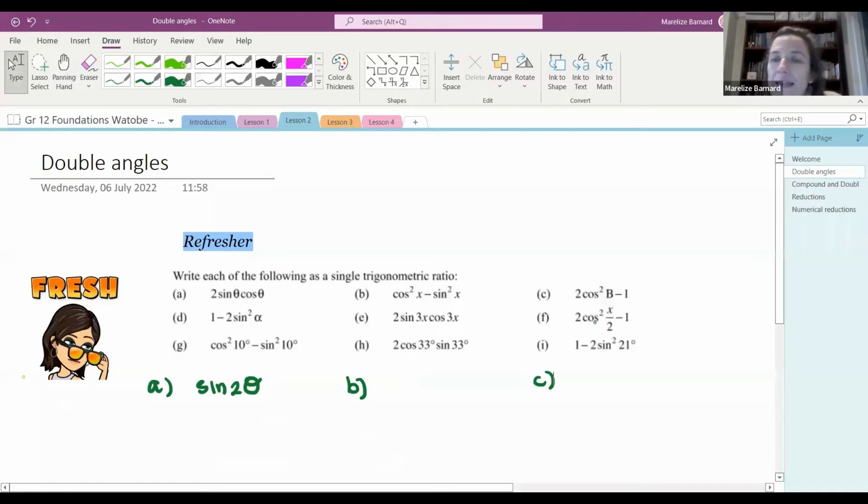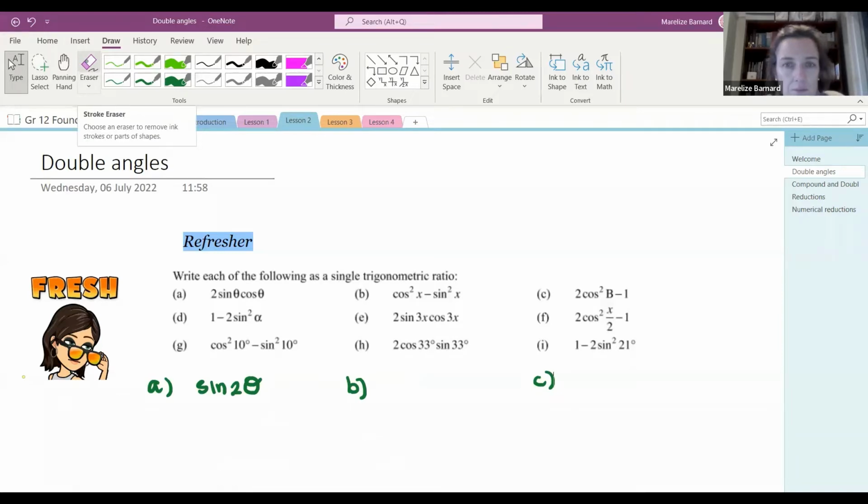Okay, look carefully. F is a double angle identity. We have 2 cos squared x over 2 minus 1. So that is a double angle. Now that you are in matric, you can be guaranteed to have lots of these in your tests and exams from now on. Hardly any of the questions will not have double and compound angles in them. So practice recognizing them.